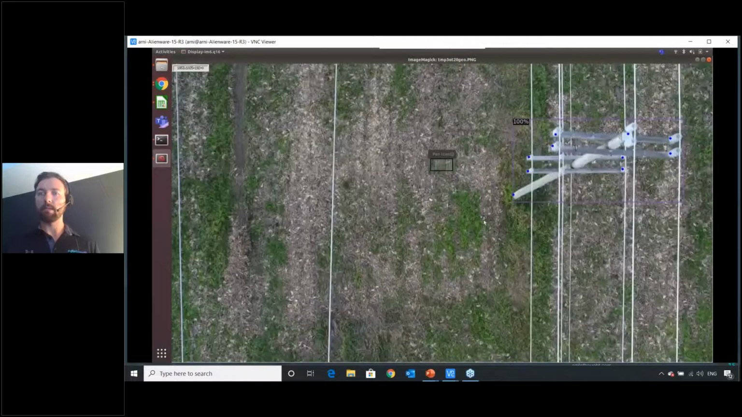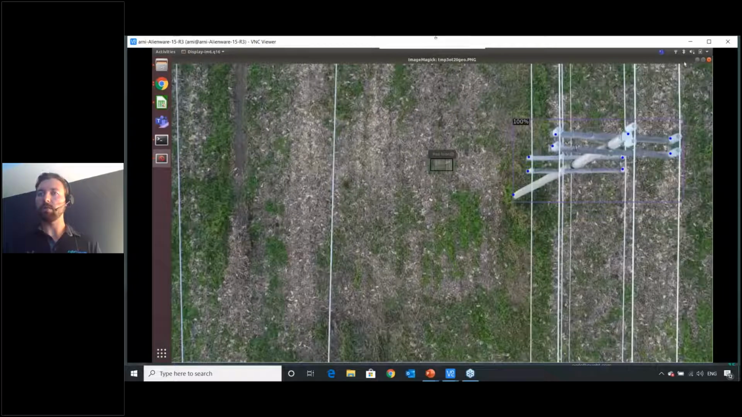And here we have the key points. So bottom of the pole, top of the pole, and then we can put left cross arm 1 and right cross arm 1, for example. So that's kind of like a quick demonstration of the object detection algorithm.